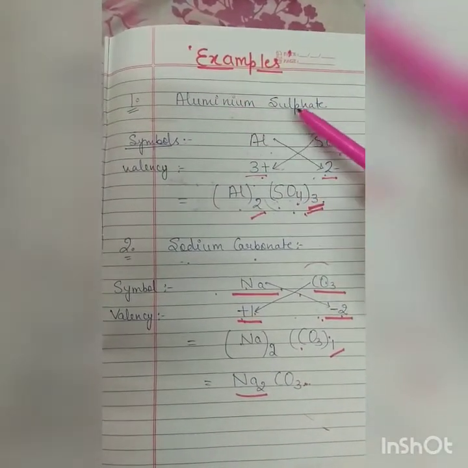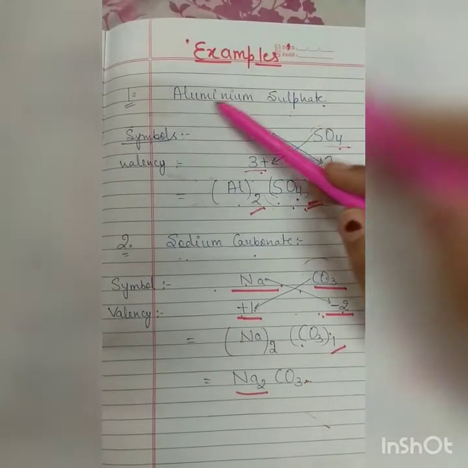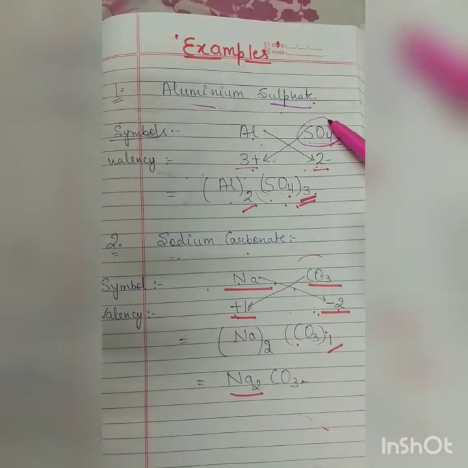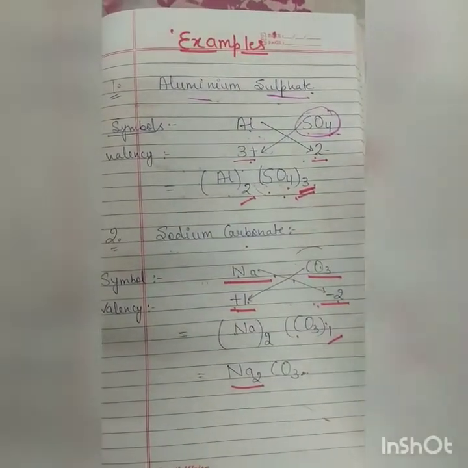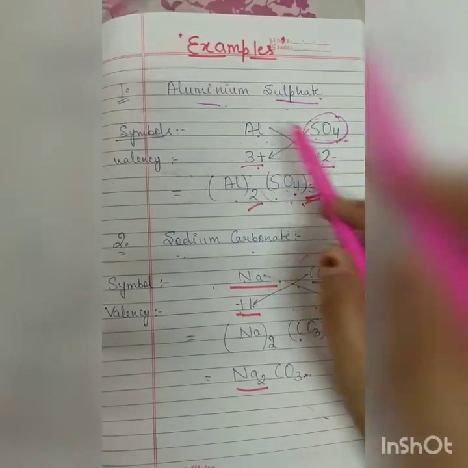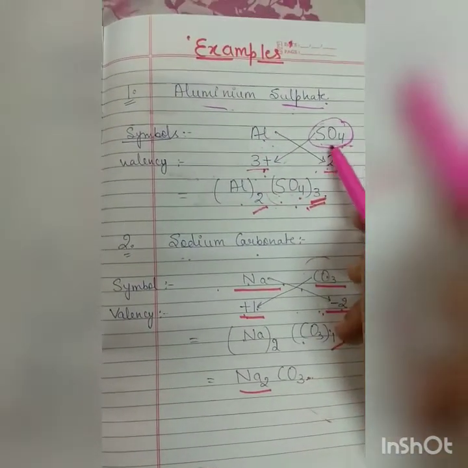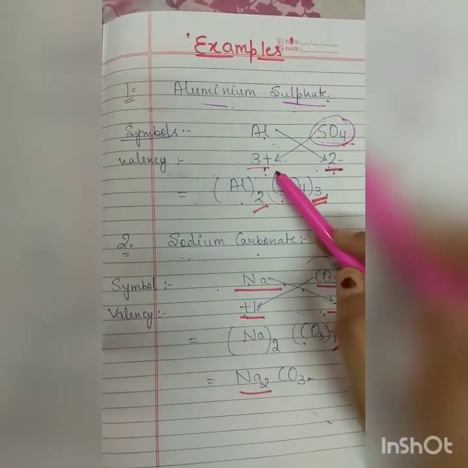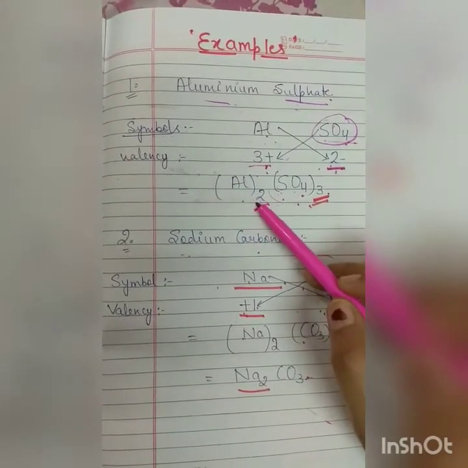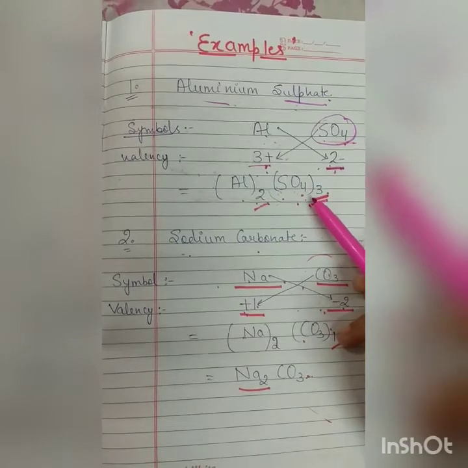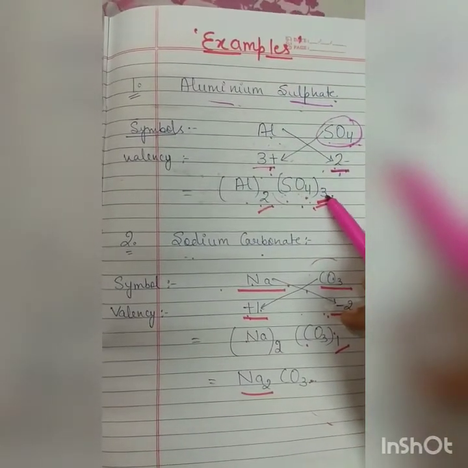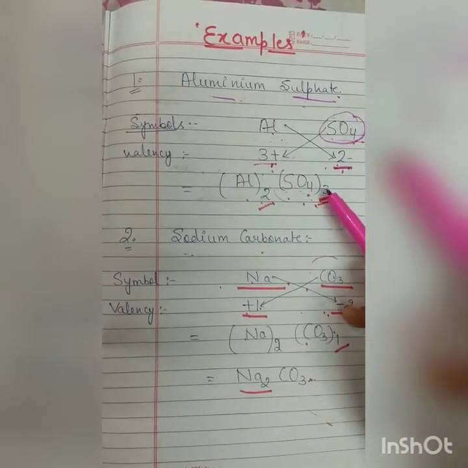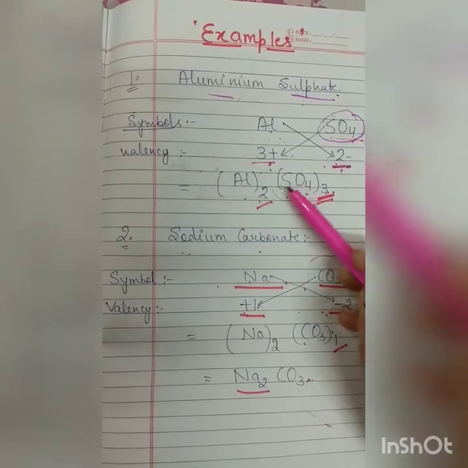The first example, we are having aluminium sulfate. In the same way, just write down the symbols of aluminium and sulfate. Al and SO4 are the symbols of aluminium and sulfate. Now, write down their valencies. Aluminium is having valency plus 3. Sulfate ion as a whole is having valency minus 2. Just cross multiply the valencies. We will be getting Al2SO4. Beta, just remember one thing, when you are writing the valency of a polyatomic ion, you have to keep the ion in the bracket because this valency will be for the complete ion, not for the single atom.